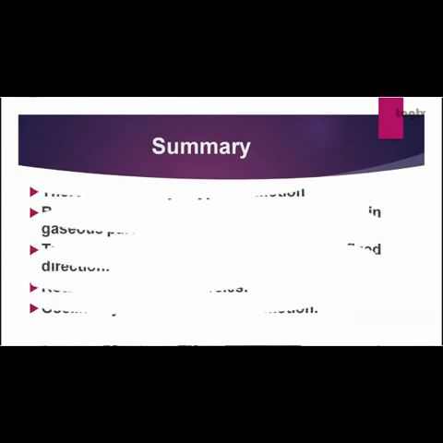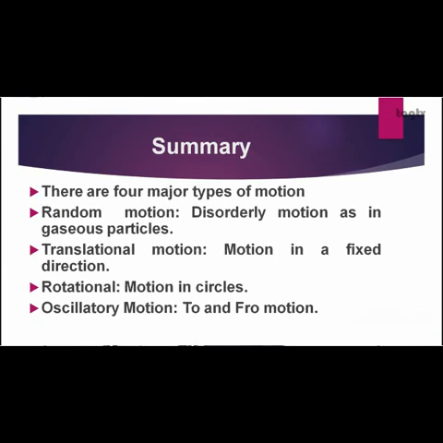In summary, we're able to talk about types of motion. We explained firstly motion. We talked about the types of motion, where we looked at the random motion. We looked at the translational linear motion. We looked at the rotational motion, and we looked at the periodic or oscillatory motion.